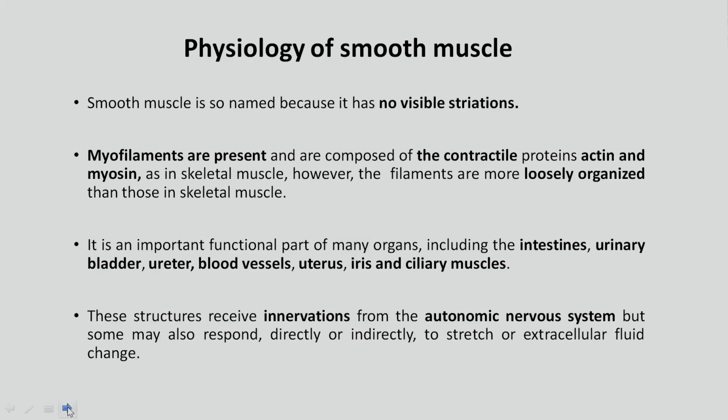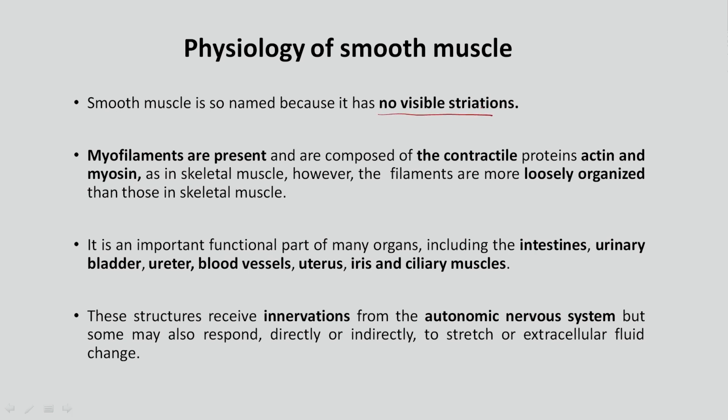Now, we will discuss the physiology of smooth muscles. As we gave a brief difference between skeletal, smooth and cardiac muscle in the previous initial classes, today we will see the important peculiarities of smooth muscle as well as cardiac muscles. So, as I already told, smooth muscle is named so because there are no visible striations.